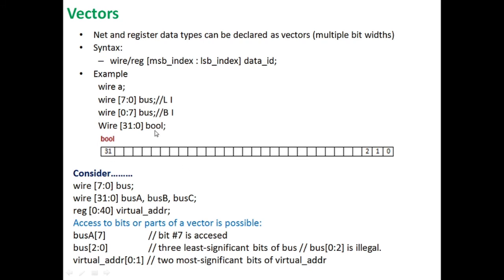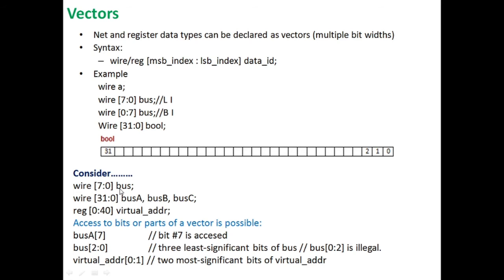Next, I have taken one more variable, bool, which is of type wire. That means bool is a wire. So this bool is no more a scalar quantity, it is a vector quantity, and the width of this bool wire variable is 32 bits. You can see it here in the picture or in the diagram. So this is about vectors.